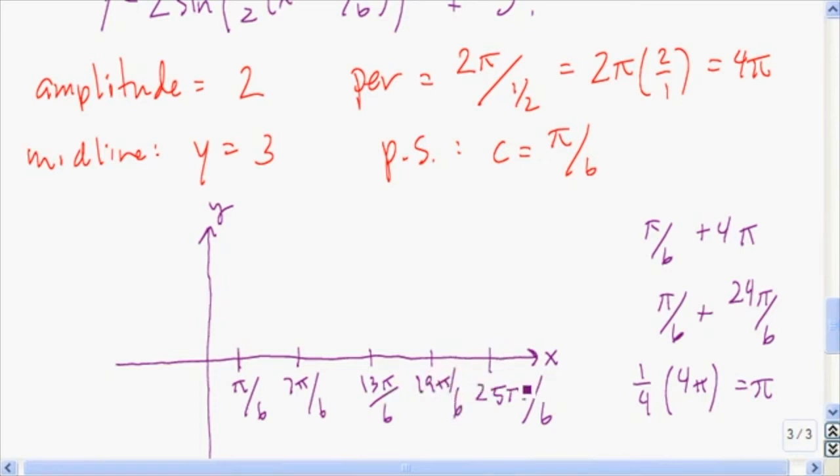Okay, so remember, this is going to be our starting point on the midline. So now let's plot the midline, which is 3, y equals 3.